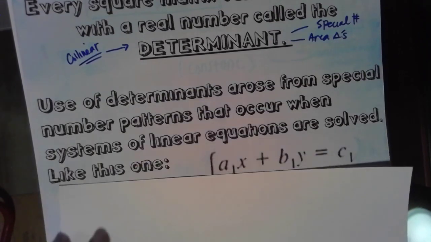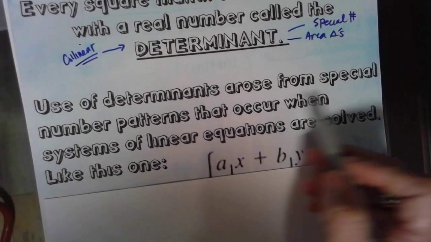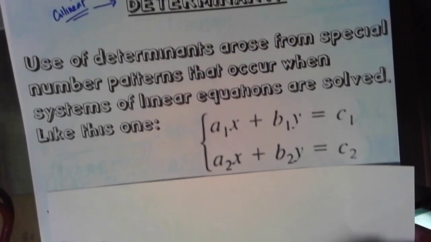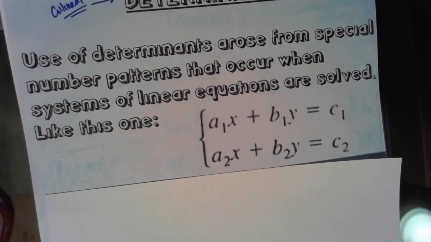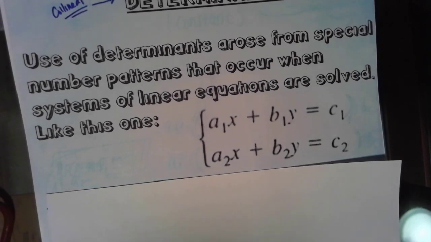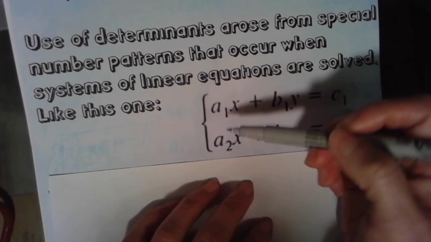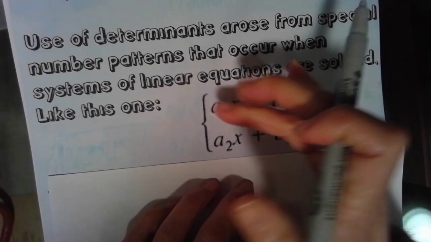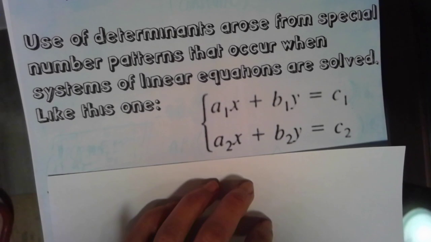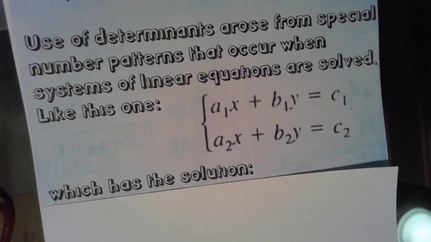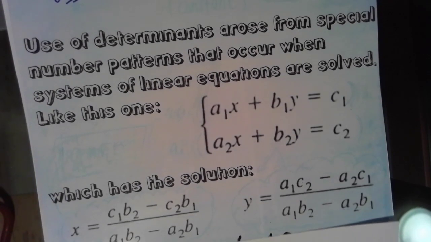So let's try another one. The use of determinants arose from special number patterns that occur when systems of linear equations are solved, like this one. You're used to solving these kinds of linear equations, right? You have a1x plus b1y equals c1, a2x plus b2y equals c2. How did you solve this linear system when you first learned it in Algebra 1? You maybe tried to get rid of the x variable by making the coefficients opposites, or got rid of the y's so you could isolate the x's. Try solving by eliminating the x and see what you get. When you do that, you actually get these solutions here.